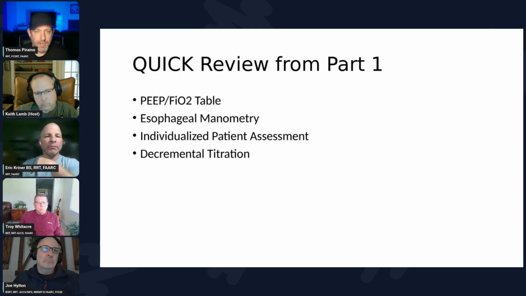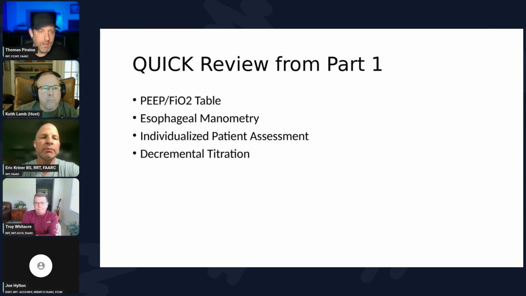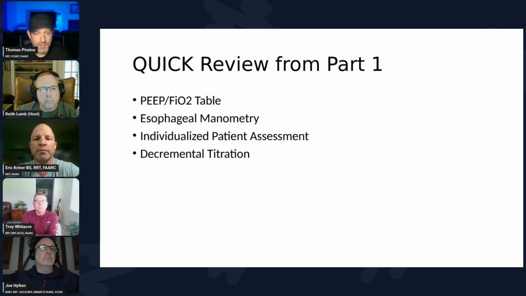I mean, the PEEP FiO2, we just discussed it. It's probably the most commonly used sort of default method for setting PEEP, just based on the fact that it's used in so many clinical trials and was officially the PEEP titration method for the ARDSNet trial. And we probably also pointed out that every other individualized method has been compared against the PEEP FiO2 table, and we still have limited data suggesting a superior method of individualizing.